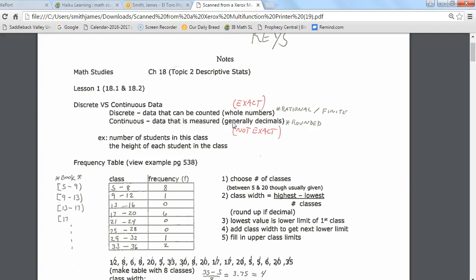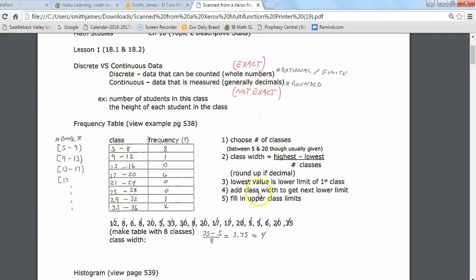You'll get a couple practice problems for these in tonight's homework, but you do need to know the difference. You'll get a couple questions on the test where you're just given scenarios like this, and they will ask you whether it's discrete or continuous. So make sure that you know the difference between those two things.